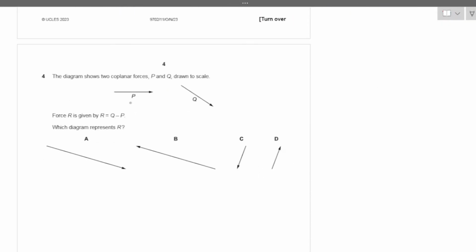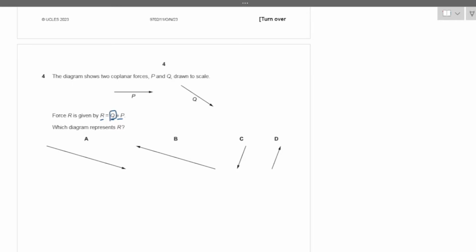Question 4. The diagram shows two coplanar forces P and Q drawn to scale. Force R is given by R equals Q minus P. Which diagram represents R? Right, now do not rush to just make a triangle with these forces and then pick the answer, because they've given us that R equals Q minus P. Alright, very important over here.